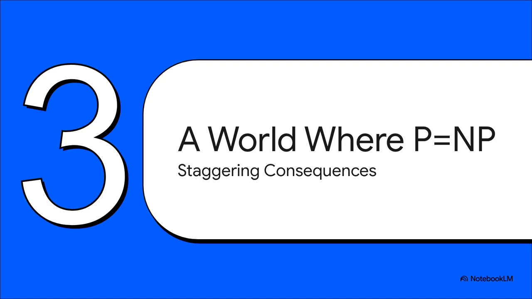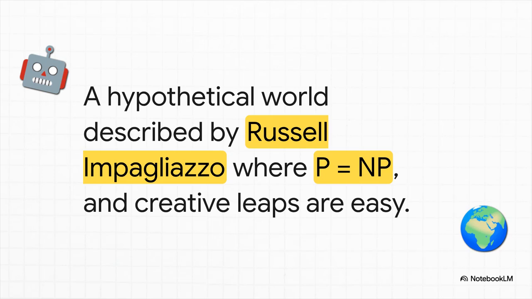So let's just imagine for a second that someone does it. They prove P equals NP. What would that world actually look like? Well, the consequences would be absolutely staggering, in ways that are both incredible and, frankly, terrifying. A computer scientist named Russell Impagliazzo actually gave this hypothetical world a name. He called it Algorithmica. It's a world where that spark of creativity, that genius leap to find a solution, is no harder than the boring mechanical task of just checking it.